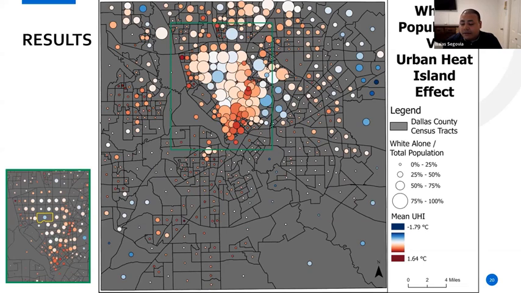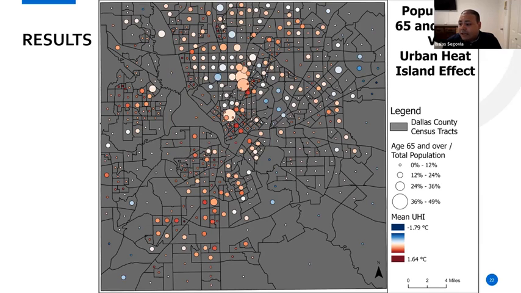This map is looking at the UHI distribution within the white population. The map shows that most of the white population is located to the north of the county, and it also visually shows that most of the white population is seeing a relatively low UHI temperature. The image on the bottom left shows a census tract in yellow that has the lowest UHI in an urban setting. This census tract has a UHI temperature of negative 0.6 degrees Celsius and has a white population of 81%.